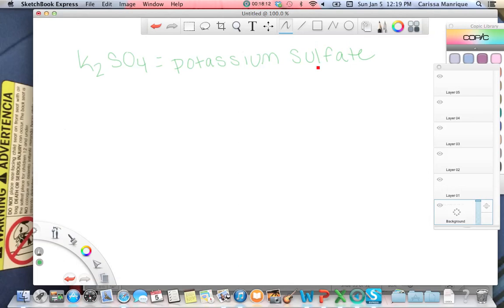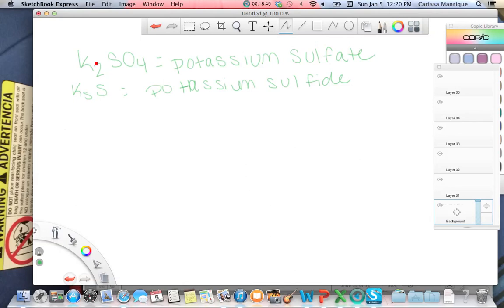Okay, so not hard. So instead of just being potassium, if it was K2S, that would be potassium sulfide. How do I know when to do sulfide versus sulfate? Well, look here. Sulfur, there's just one atom, right? There's your metal, potassium, and then one other atom. So that would be your ide rule.